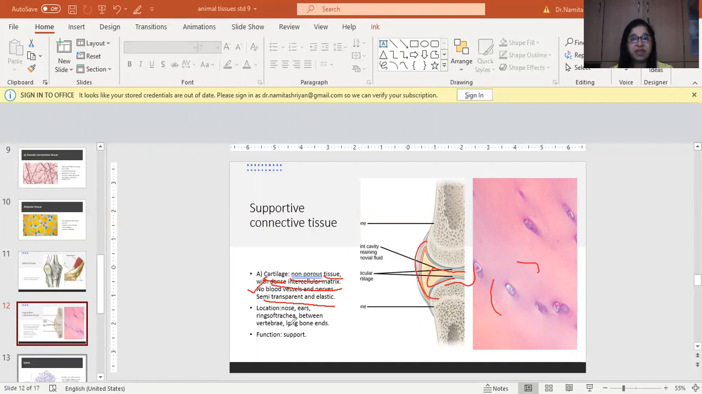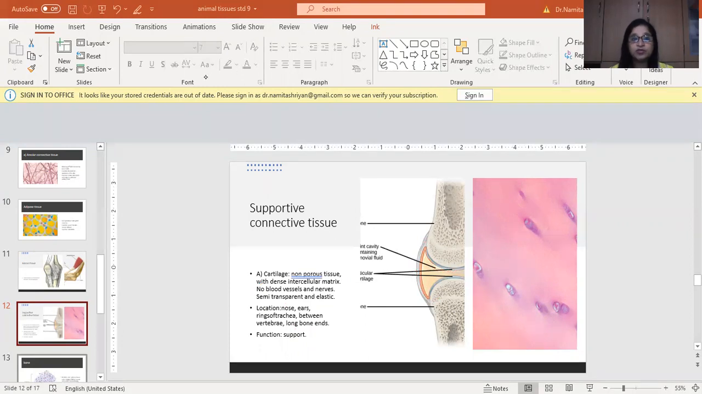Our ears, right? The ear pinna, the rings of the trachea. Trachea, we need to keep it patent. We cannot allow it to just collapse. So we have this cartilage in the form of small C-shaped rings around the trachea, between our vertebrae, yes, and at the ends of our long bones. So this is exactly where this typical supportive connective tissue called cartilage is found. You have to remember there is no blood supply, no nerve supply to the cartilage. It is non-porous and has a dense intercellular matrix. As it is a supportive connective tissue, its function is to support the parts.